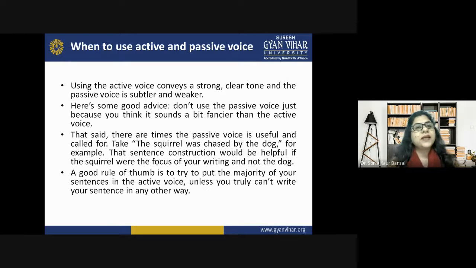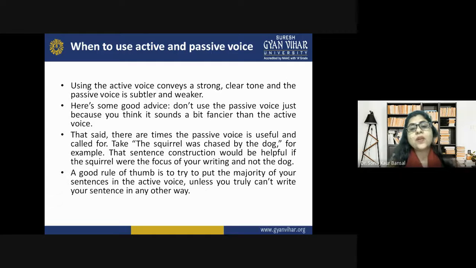So, using the active voice conveys a strong, clear tone, and the passive voice is a subtler and weaker one. So here is some good advice for you students. Don't use the passive voice just because you think it sounds a bit fancier than the active voice. Okay, so in the active voice, you just be natural in your communication. That said, there are times the passive voice is useful and called for.